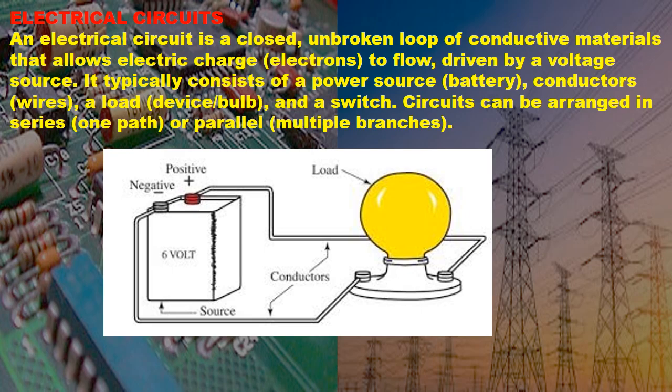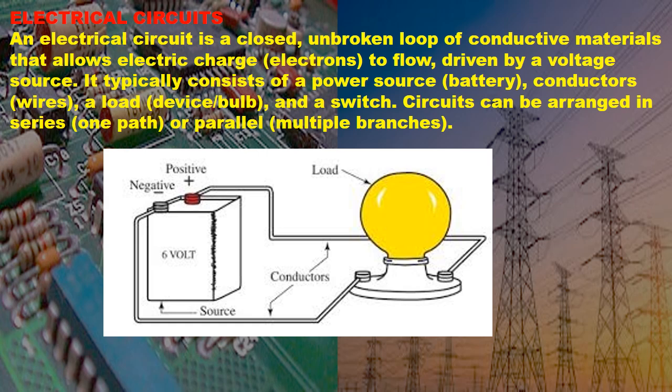Let's look at what an electrical circuit is. An electrical circuit is a closed, unbroken loop of conductive material, or conductor, that allows electric charge, electrons, to flow, driven by a voltage source or electromotive force. It typically consists of a power source, which is the battery, or it can be an AC source, generator, conductor or wires, a load, and a switch. So these are the basic components of a circuit.